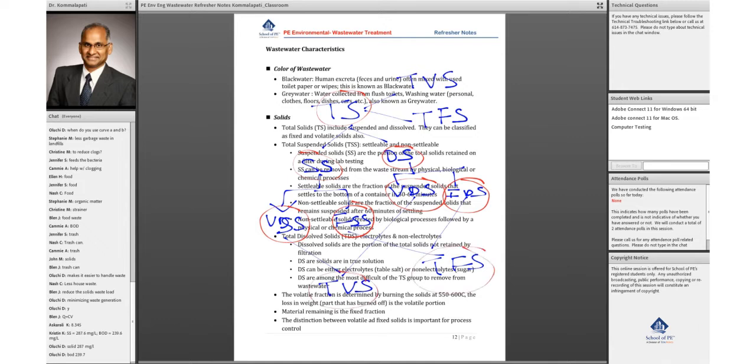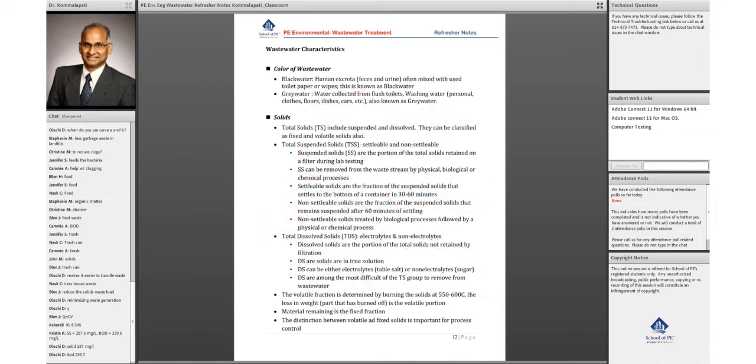and total fixed. Okay, so please refer to that chapter where we talked about all these solids and how to measure these from laboratory data. Okay, so for wastewater, we are mostly concerned about the suspended solids, because some of these suspended solids are volatile, meaning organic, and some of them are inorganic or fixed solids.